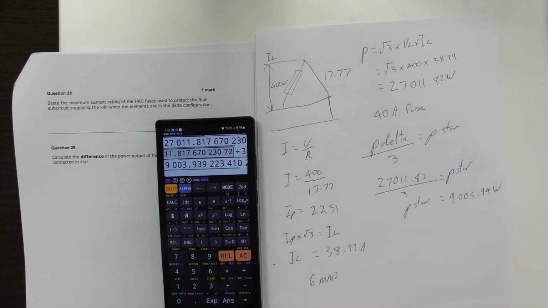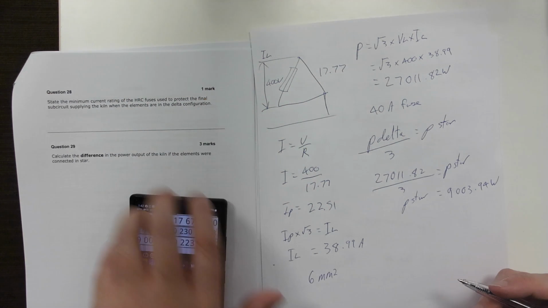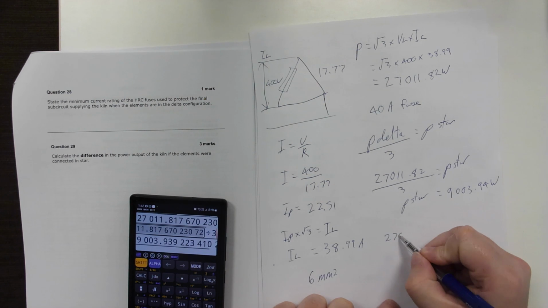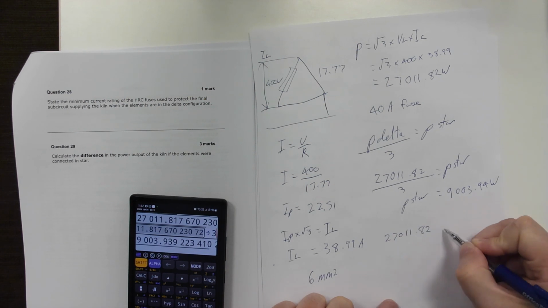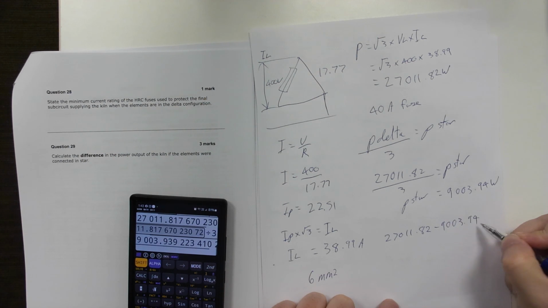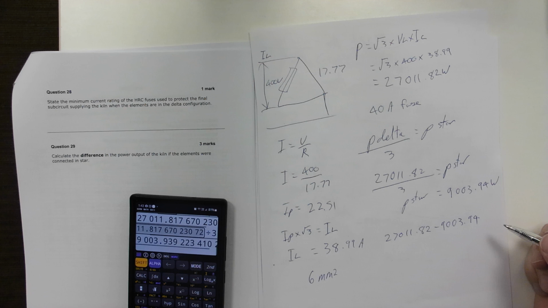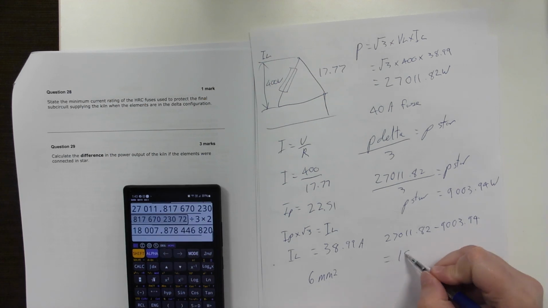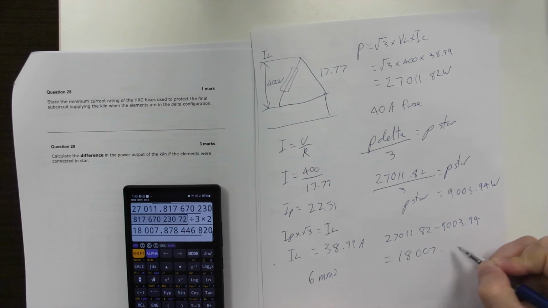Now, they asked for the power difference, not the power output in star, so we actually have to take our 27011.82 minus our 9003.94, or I could just multiply this value by 2 and it would give me the same value, which equals 18007.88 watts after rounding.